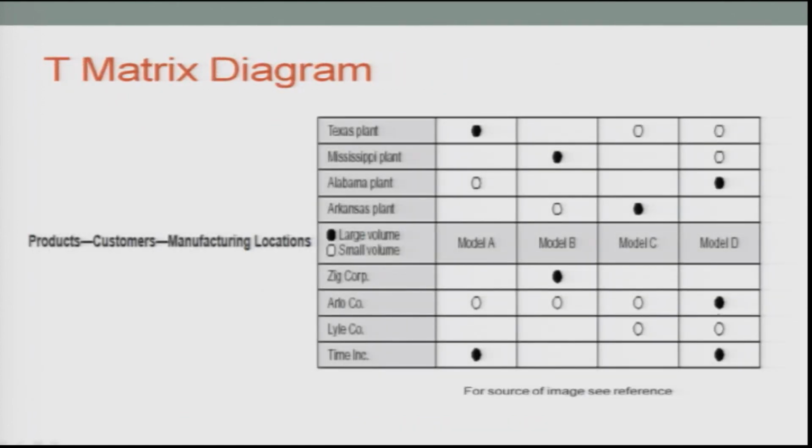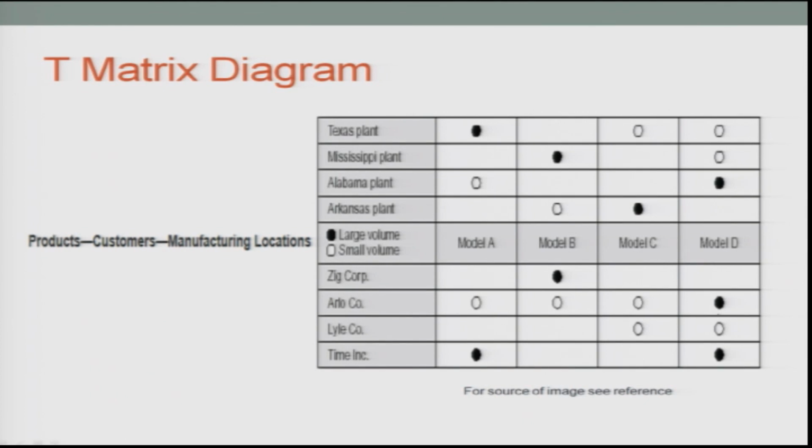In the T matrix, you have the products, customers, and manufacturing locations, and they are analyzed like this. In the first part, on the upper half, you have the plants at different locations, which are Texas, Mississippi, Alabama, and Arkansas. And then for different types of models, model A, B, C, you get the information on how they are placed.